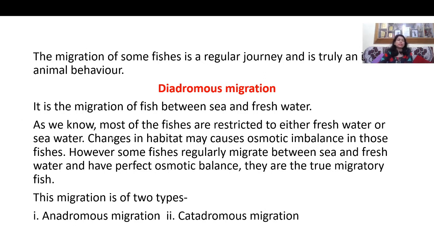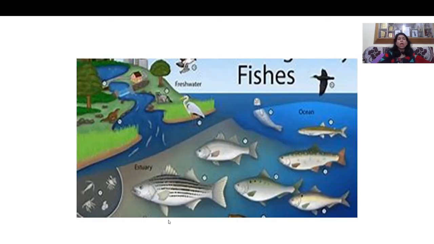Diadromous migration is the migration of fresh water to salt water and salt water to fresh water. So it is a two-way migration and it can be divided into two types, anadromous and catadromous. Here you can see the freshwater condition, ocean condition, and here is the estuary. That means the fishes go from freshwater to ocean or ocean to freshwater or rivers through estuaries. Estuary is the place where both types of water, freshwater and salt water, are mixed together.